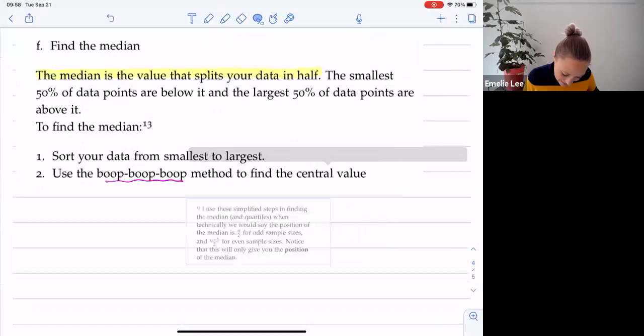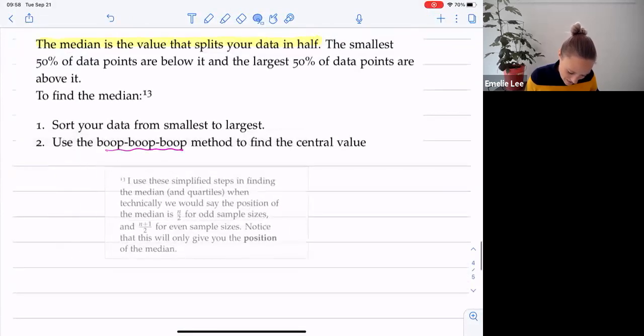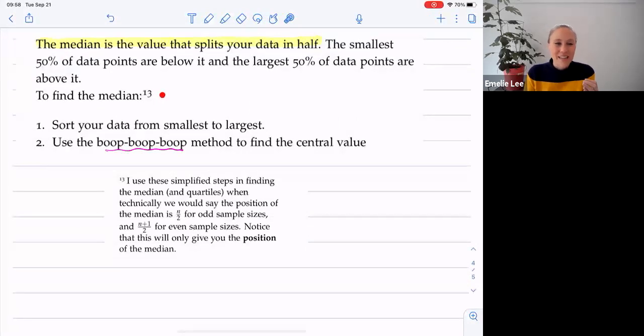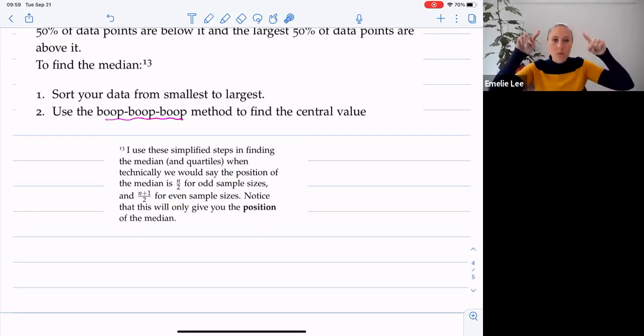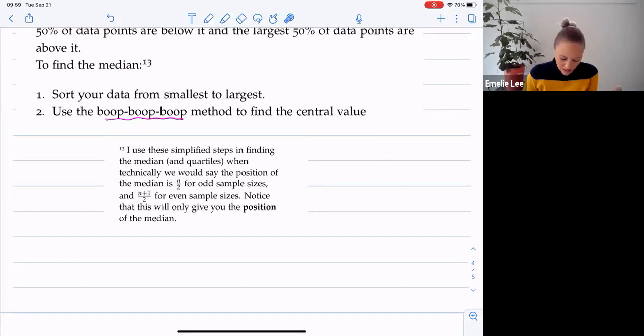I will say that technically, here's the little footnote to finding the median in the notes: I use these simplified steps, of course. Technically, we would say that the position of the median is at n divided by 2 if we have an odd sample size, or at n plus 1 divided by 2 if you have an even sample size. Notice that this only gives you the position of the median. It doesn't actually give you the value. Whereas if you're boop, boop, booping your way in, then it just tells you the value. So I just think it's easier. Technically I should be teaching you this, but I find it's overly complicated for what it is.